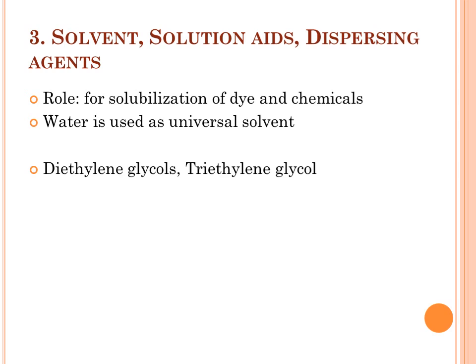Next, the role played by the thickener is to hold the dye particles at the printed portion and avoid its spreading beyond the boundaries. For example, diethylene glycols and triethylene glycols act as thickener. Urea or glycerin, as I told, also act as solvent cum wetting agents, and again hygroscopic agents. So these are playing multiple roles.